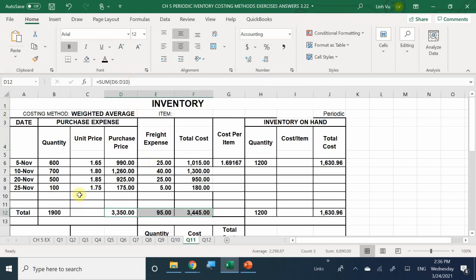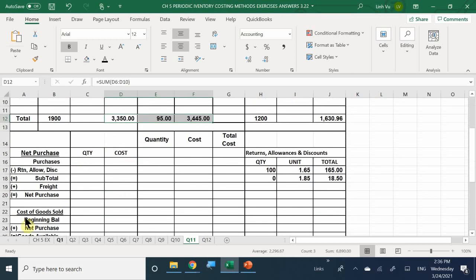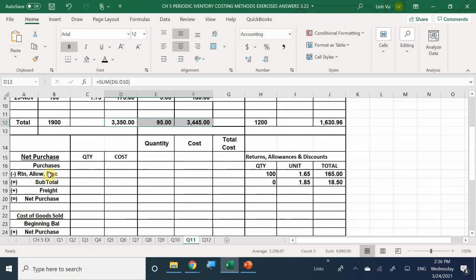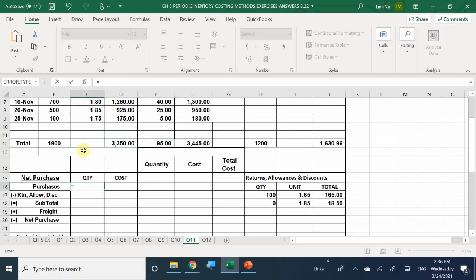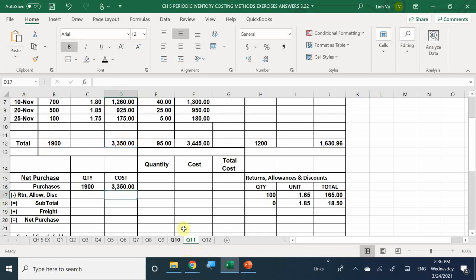So now that I have that, we're gonna go ahead and fill in the left bottom half. So what was my original quantity that I purchased? 1,900. At what total purchase price? 3350. Okay. Now we got to total up our purchase returns and allowances.